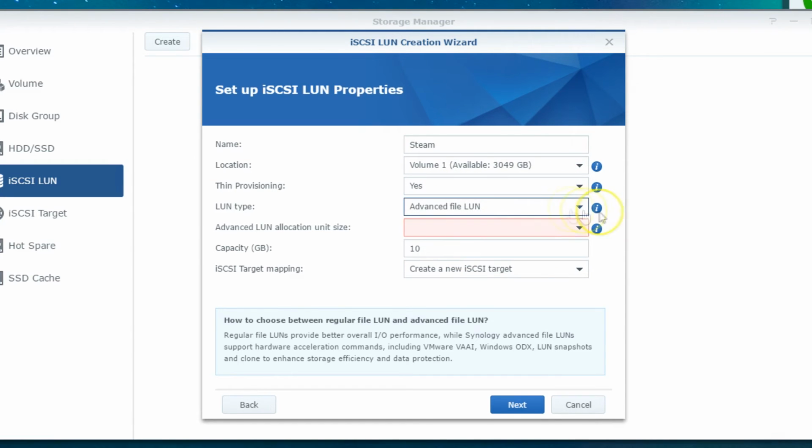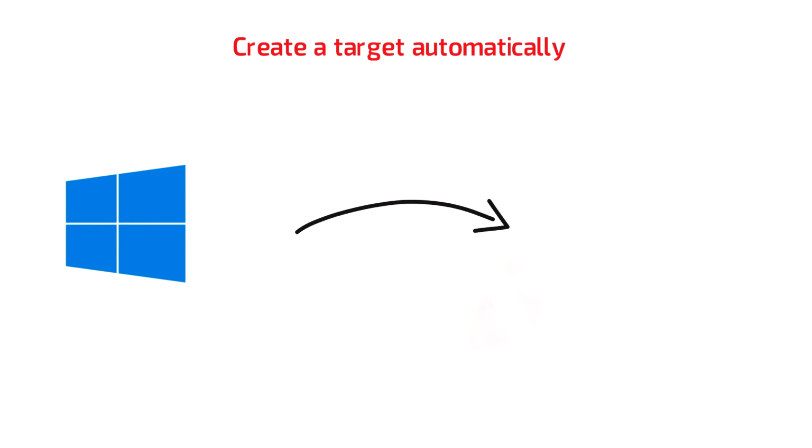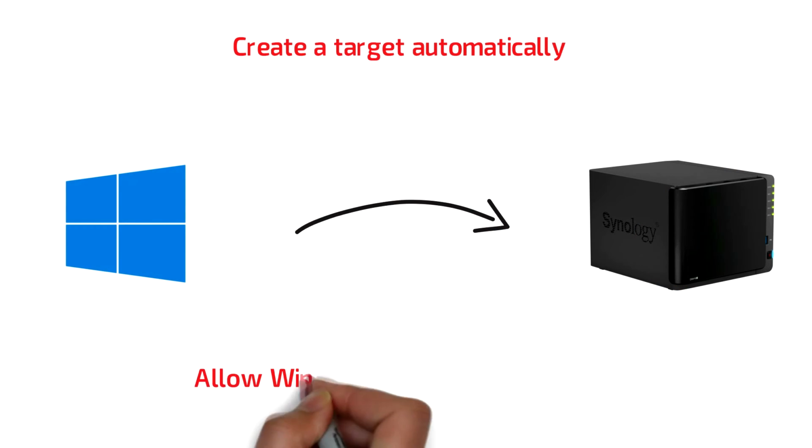Now ensure that you've set thin provisioning to yes, and set the capacity in gigabytes to whichever you want. For mine, I'm just going to set it at 100 gigabytes, and then under the iSCSI target mapping, you want to select create a new iSCSI target. What that will do for us is create a target automatically, and that target is how Windows is essentially going to connect to the NAS.